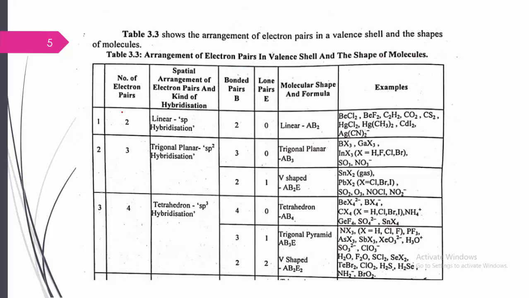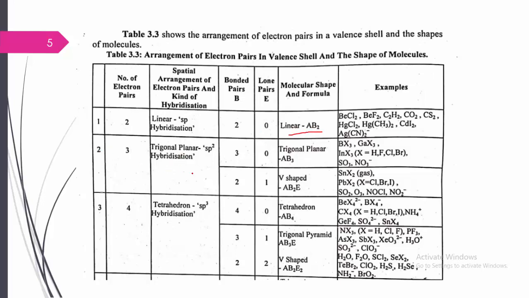Here, according to the number of electron pairs as well as the hybridization, how many bonded pairs are in the hybridization in the molecules, as well as lone pairs of the molecules, and with the examples, we can see what the shape of that molecule will be. Here, first, linear hybridization: bonded pairs, how many? There are two bonded pairs. There is no lone pair of electrons. It forms a linear shape.